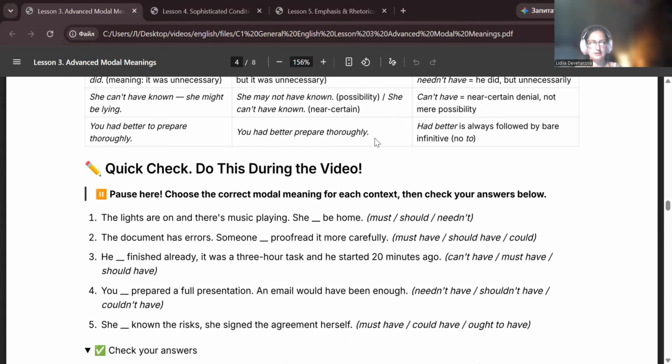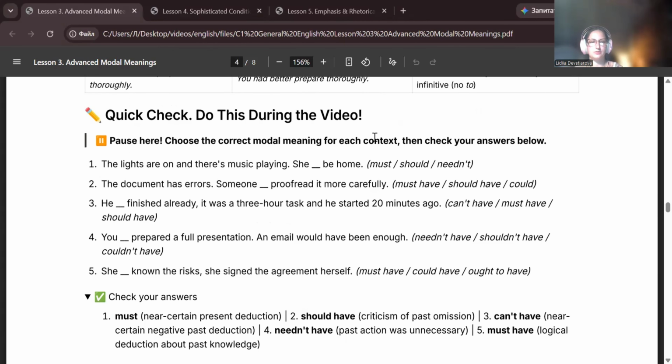Well, let's discuss. So, the lights are on, and there is music playing. She must be home. We are confident that she is home. The document has errors. Someone should have proofread it more carefully. It's a criticism.